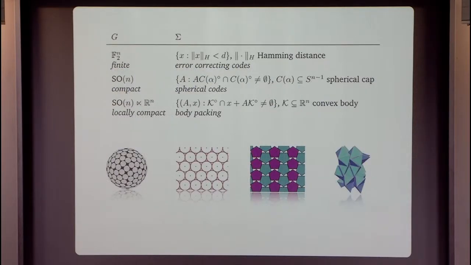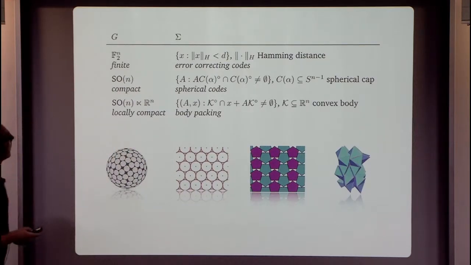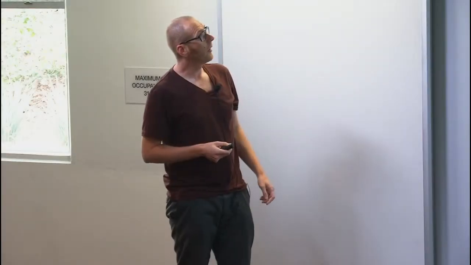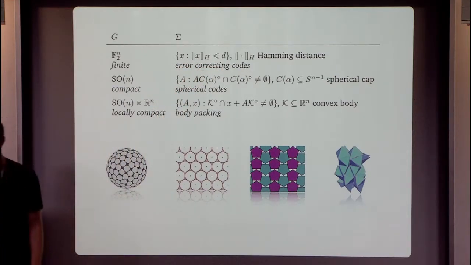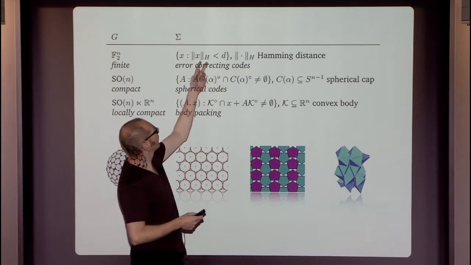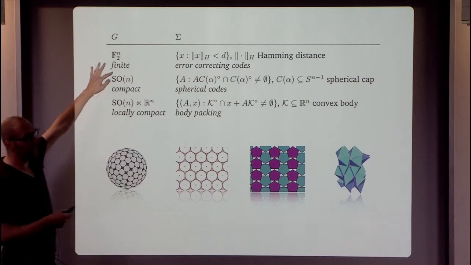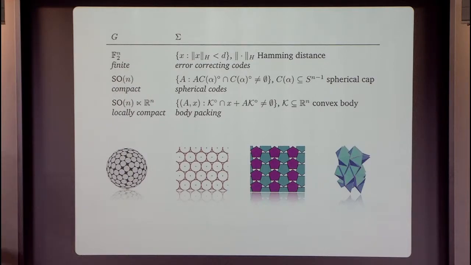So what are examples? I've given here 3 examples. The first example is a finite example, where the group G is the Hamming cube, F2 to the n. Sigma is a Hamming ball of radius d minus 1. Here I take the Hamming distance to define the Hamming ball, of course. And then what I do is I study error correcting codes if I want to find large independent sets in this graph. So that's a finite graph. Something a bit more complicated, going from finite to compact, so infinite graphs, but still compact graphs.